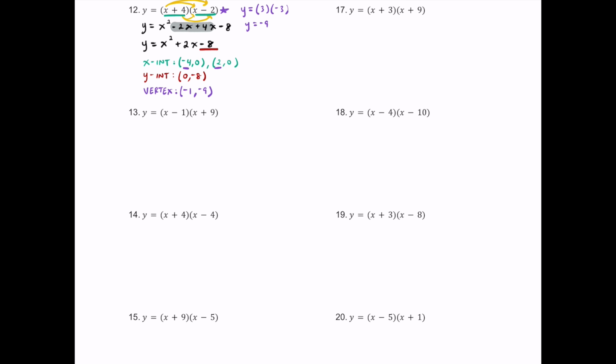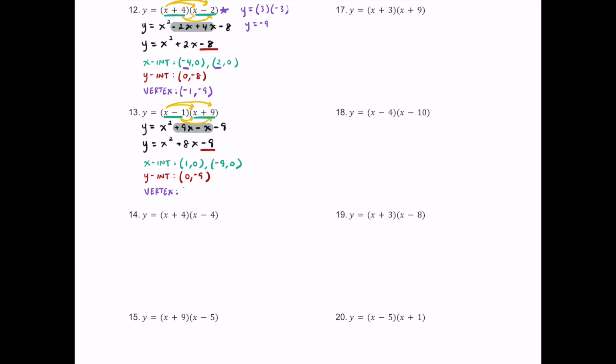So for 13, we'll start with y equals and distribute. Combine those like terms. We'll get y is equal to x squared plus 8x, then -9. In terms of these pieces now, the factored form is more useful for the x-intercepts. That's going to be (1, 0) and (-9, 0). And then for the y-intercept, that's more useful when looking at standard form. That's going to be (0, -9).